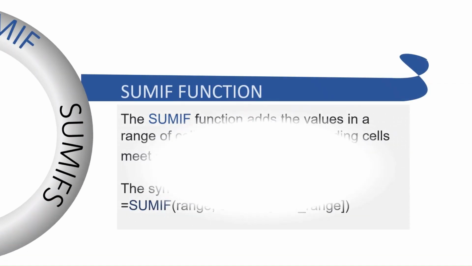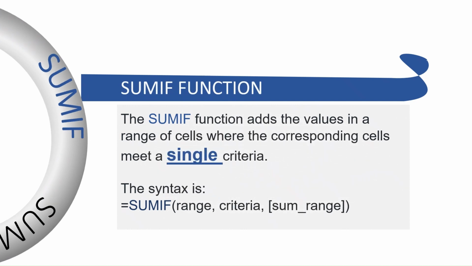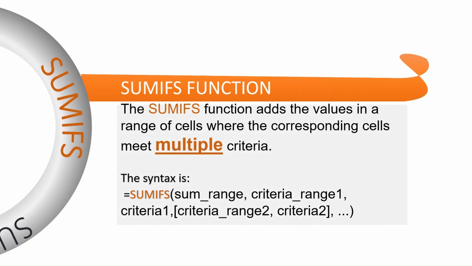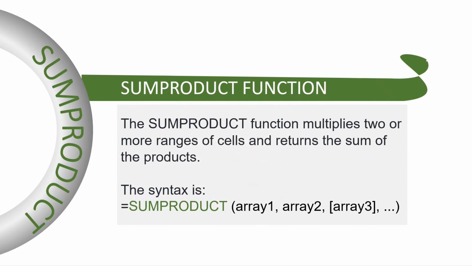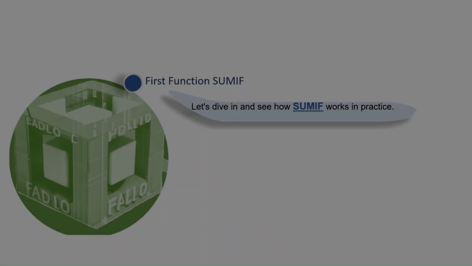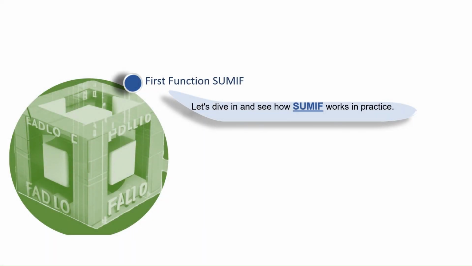Here are the 3 functions and their syntax. The SumIf function adds the values in a range of cells where the corresponding cells meet certain criteria. The SumIfs function adds the values in a range of cells where the corresponding cells meet multiple criteria. The SumProduct function multiplies 2 or more ranges of cells and returns the sum of the products. Let's dive in and see how SumIf works in practice.